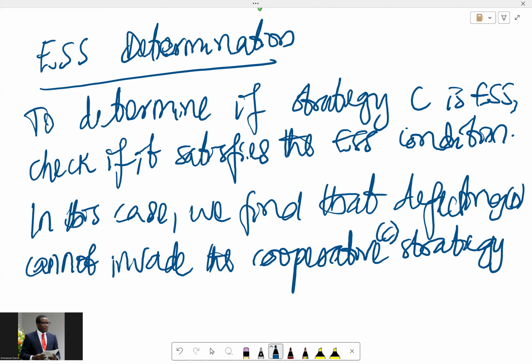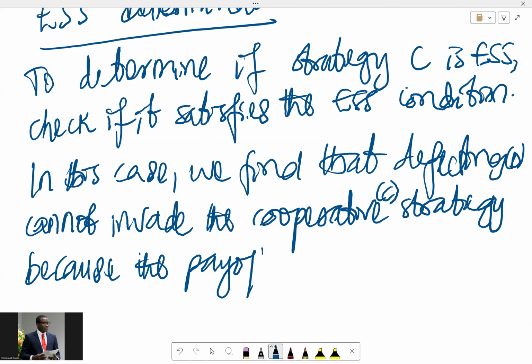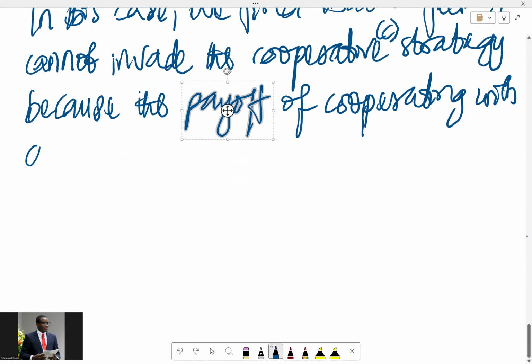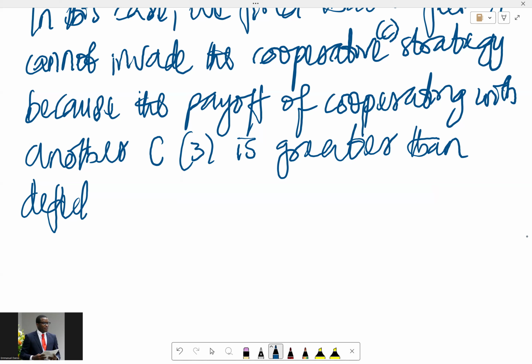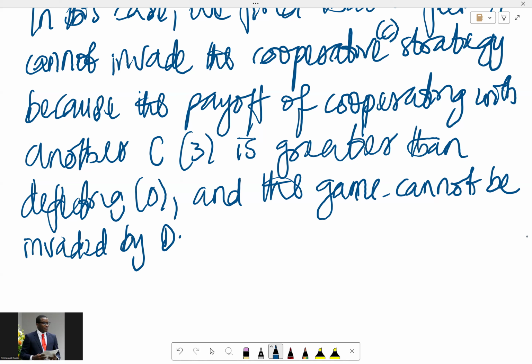Okay, that's the C strategy. D cannot invade the C strategy because the payoff of cooperating with another cooperator, which is 3, is actually greater than defecting, which is 0. And the game cannot be invaded by D.